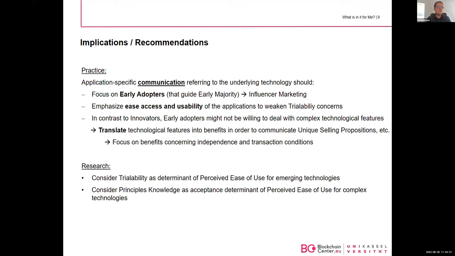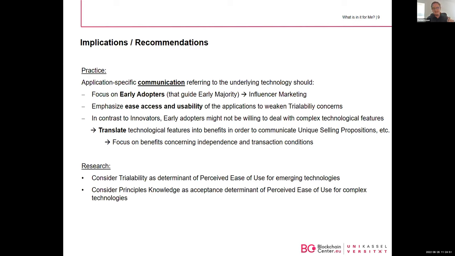For example, you can reach them via social media or other media. And to emphasize, if you're promoting applications, easy access and usability of these applications, to weaken this trialability concerns that impede diffusion and acceptance. And that's the most important point I want to state in the end.